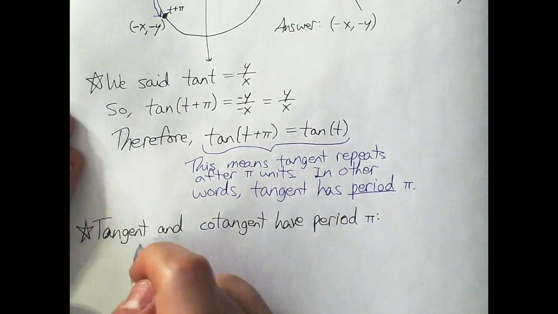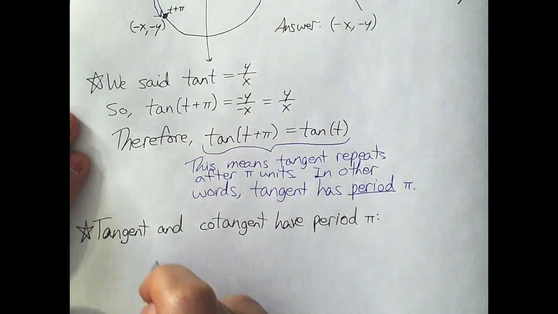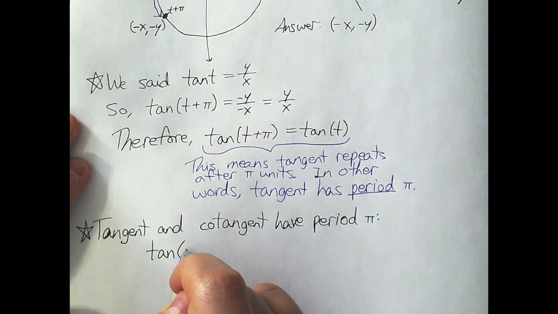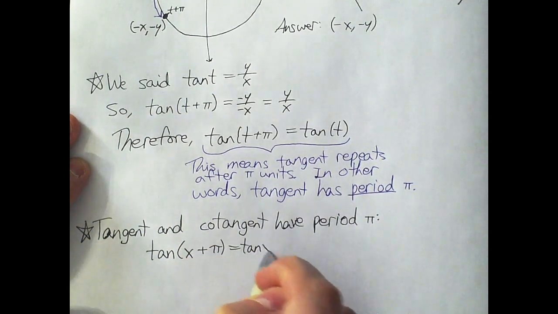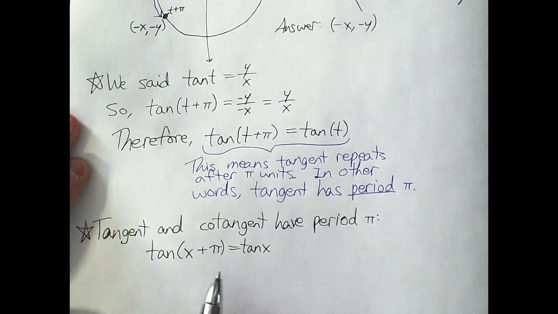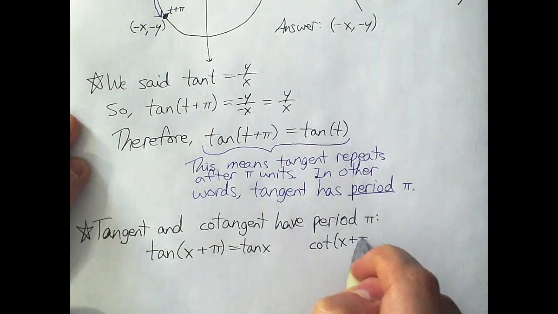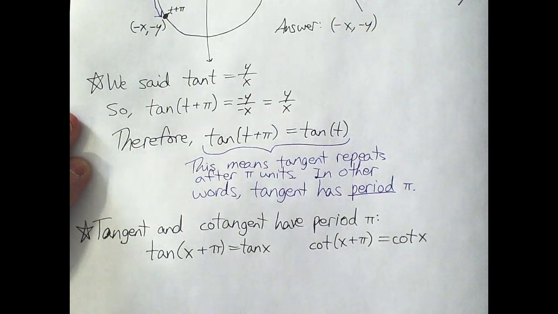So if we were to write tangent or cotangent as functions of x, like last time when we were graphing, we started talking about y equals sine x, y equals cosine x. So I'm going to switch to x's here. Probably use x's for most of the rest of the video. Tangent of x plus pi equals tangent of x. I guess we would say that this is true for any x in the domain. And cotangent of x plus pi is equal to cotangent of x for any x in the domain.